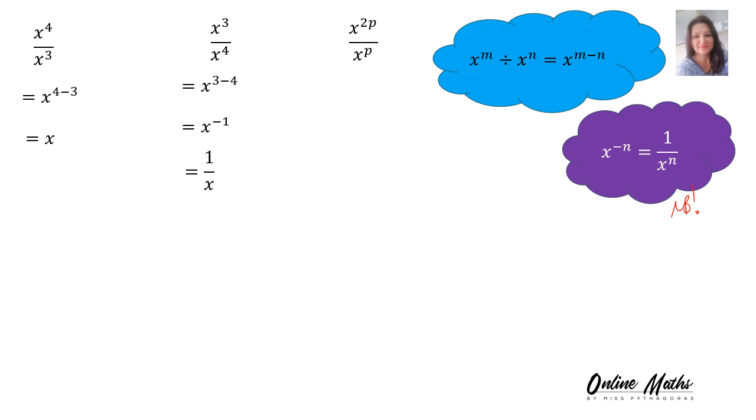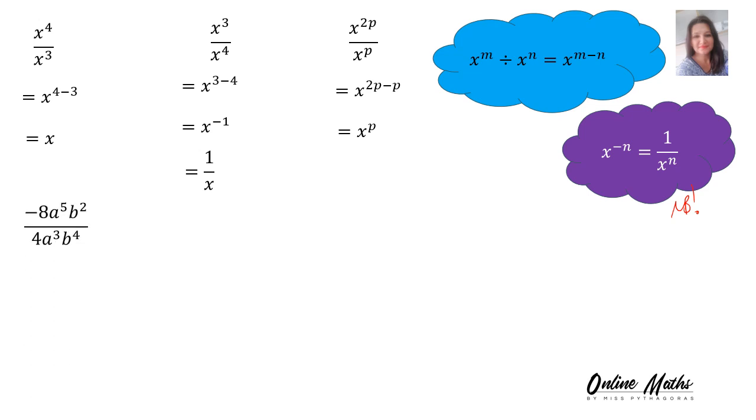When I give you x to the 2p, divided by x to the p, bases are the same, we divide, therefore we subtract exponents. So it becomes x to the 2p minus p, which is x to the p.